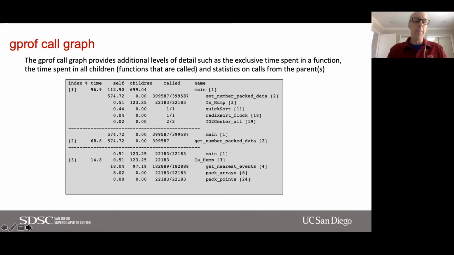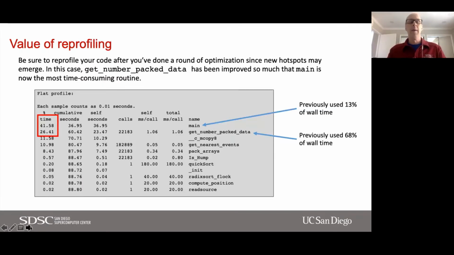All right, but moving on. I'm going to talk about the value of reprofiling your code. So this was an application where I started off, I did the profiling. I started tuning the code. I dove into the routine get number pack data and was able to improve it a lot. And when I went back and reprofiled, I found that get number pack data was no longer the hotspot.